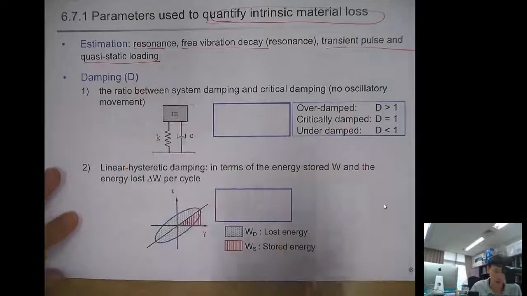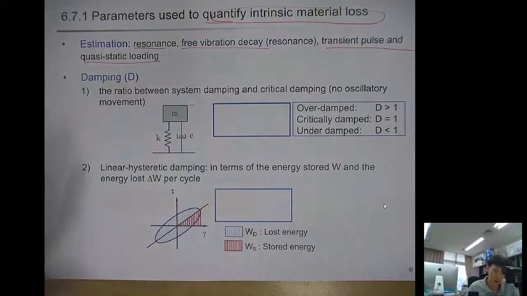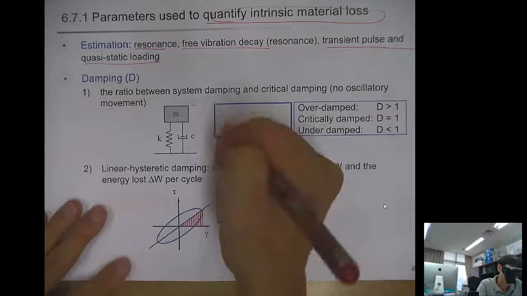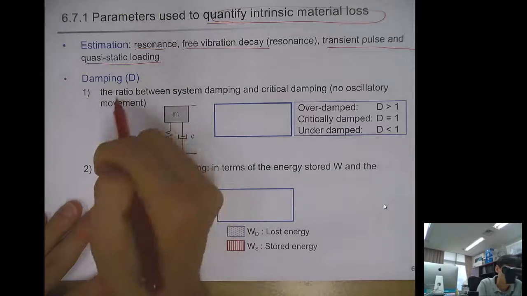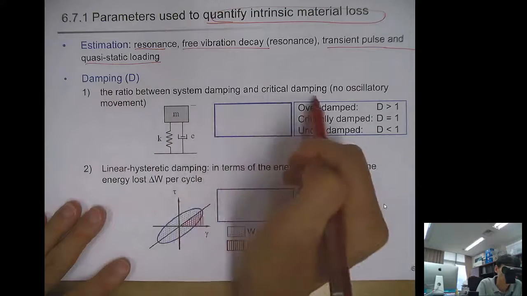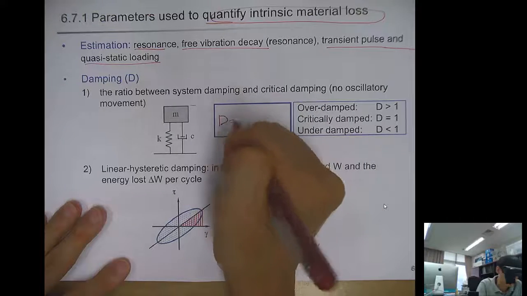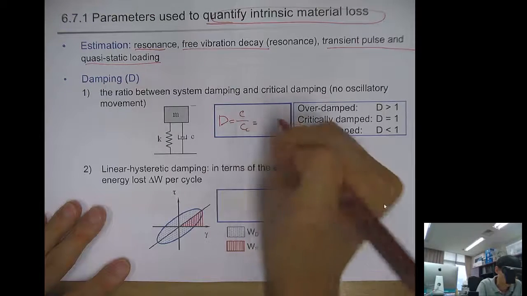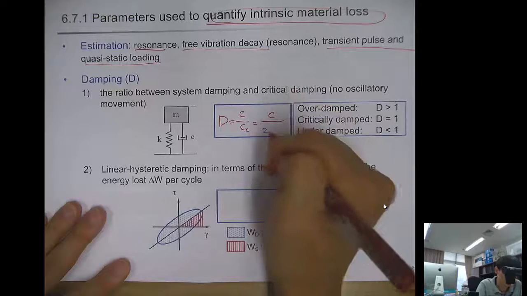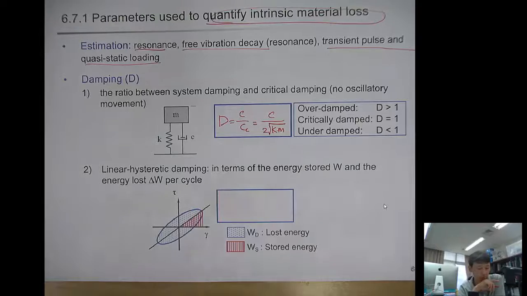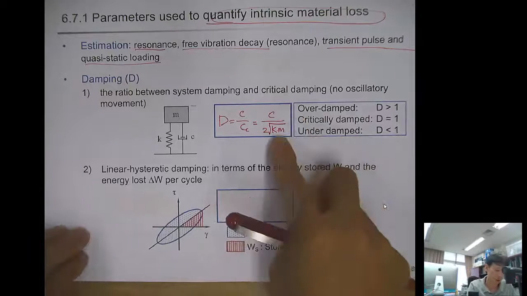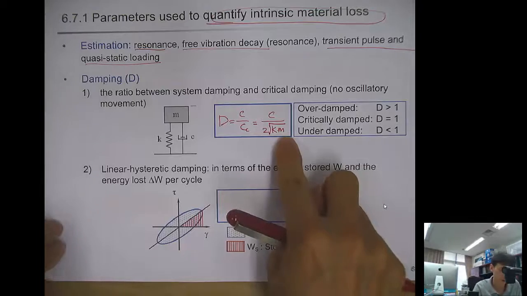We use the damping coefficient quite a lot. The damping ratio D is defined as the ratio between system damping and the critical damping, and D is C over Cc, where Cc is 2 times the square root of K m. So it's for the simple single degree of freedom system. Here C is the damping coefficient, K is the stiffness, and M is the material mass.